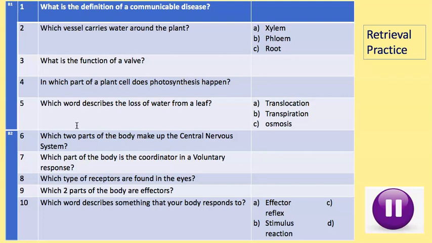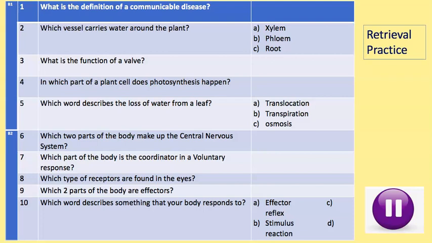Number seven, which part of the body is the coordinator in a voluntary response? That is the brain. Which type of receptors are found in the eyes? Light receptors. Number nine, which two parts of the body are effectors? The answer is muscles or glands. And number 10, which word describes something that your body responds to? You should have put a stimulus.